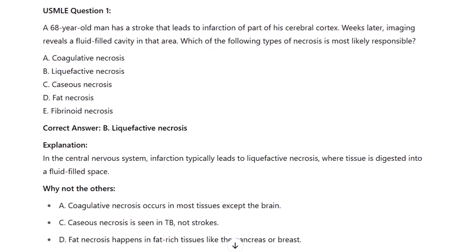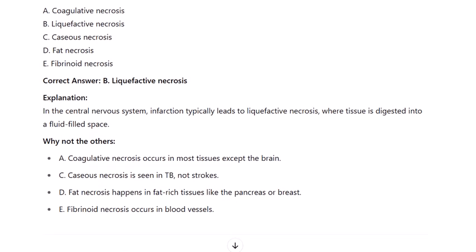A. Coagulative necrosis occurs in most tissues except the brain. C. Caseous necrosis is seen in TB, not strokes. D. Fat necrosis happens in fat-rich tissues like the pancreas or breast. E. Fibrinoid necrosis occurs in blood vessels.